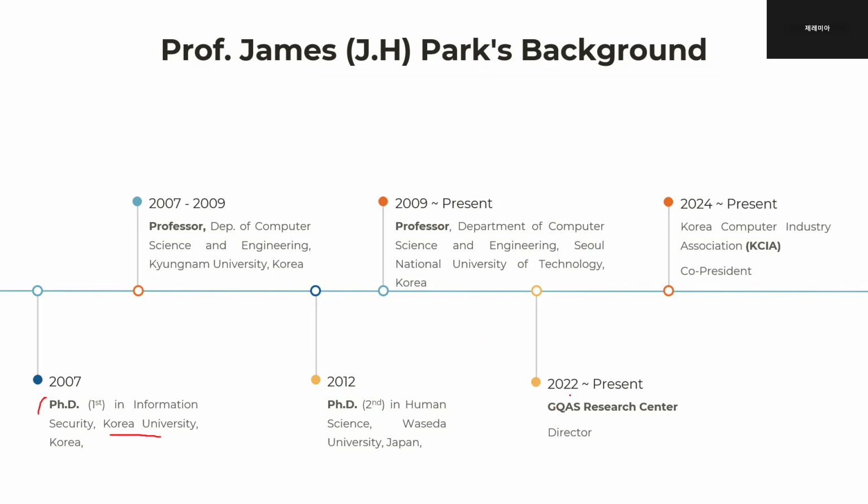From 2022 until this date, he has been the director for the research center named GCARS, which is mainly on quantum research. And from 2024 until this date, Professor Park is the co-president of the Korea Computer Industry Association, abbreviated as KCIA.